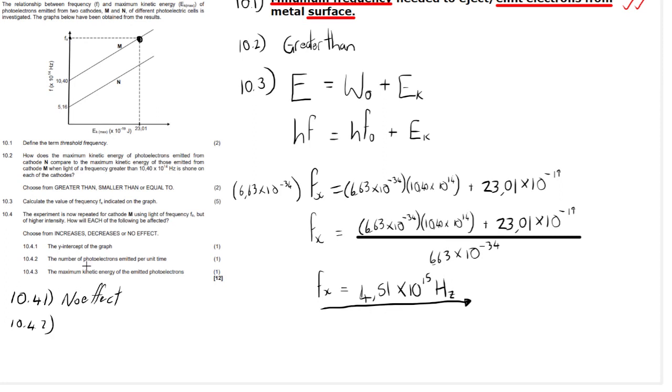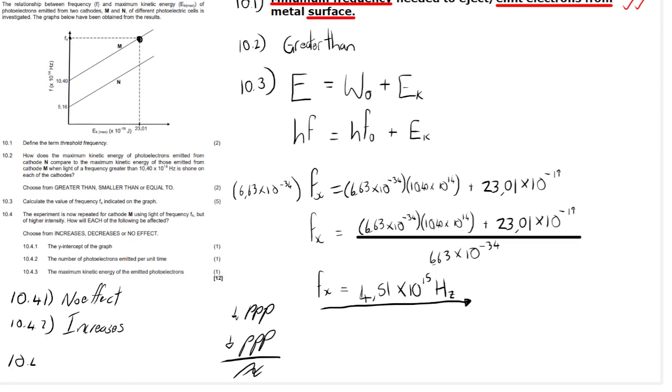10.4.2. What does it do to the number of photoelectrons emitted per unit time? Well, if more photons are coming in at every interval, then more photoelectrons will be emitted. And so the number of photoelectrons emitted increases, as more photons are hitting the metal.